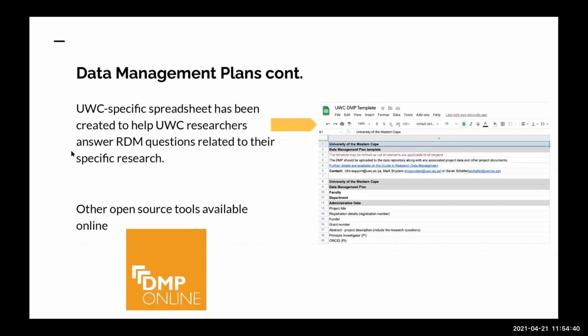A data management plan can be created in various ways. There is a UWC specific spreadsheet that has been created that researchers can use to guide their planning. We'll share a link to that. And it's also available on a website, on the eResearch and library websites. And there are several free and openly accessible online tools like DMP Online, which was originally created by the Digital Curation Centre.